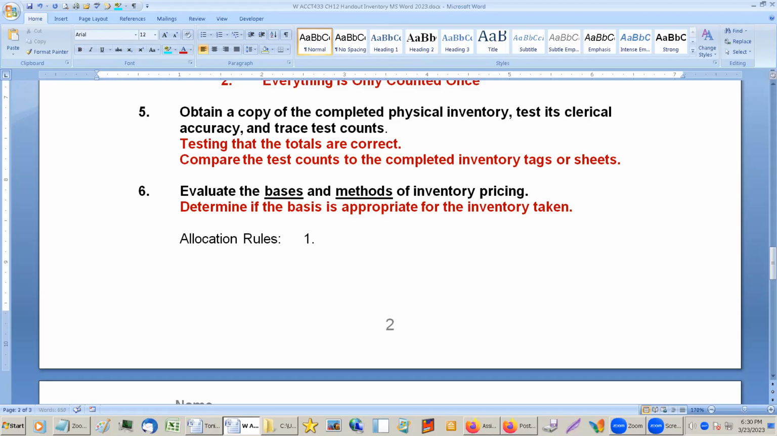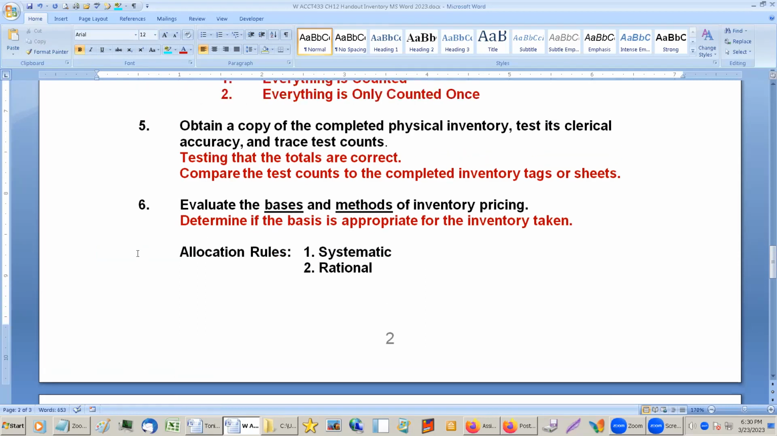First, that it be systematic. And second, that it be rational. So there are many, many ways of doing inventory. And companies do not have to use the same inventory method for all of their inventory. It's not that uncommon to use average cost for some things and LIFO for other things.